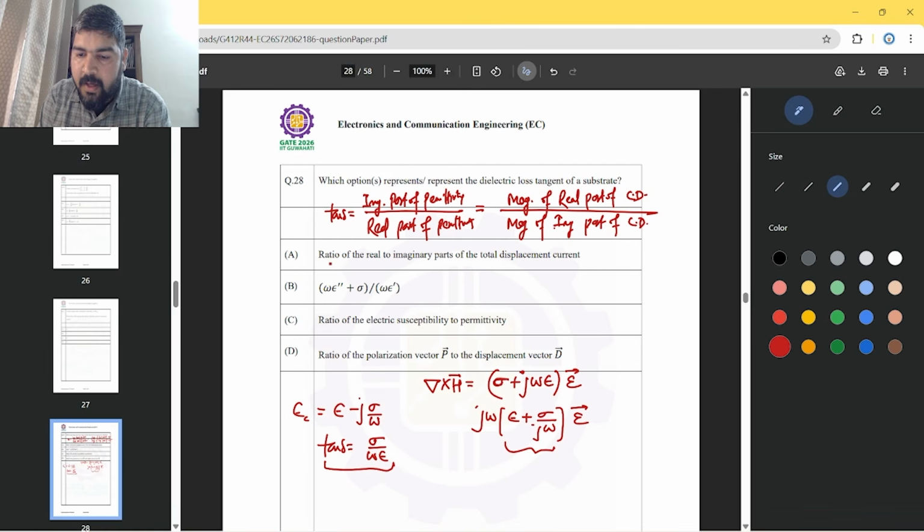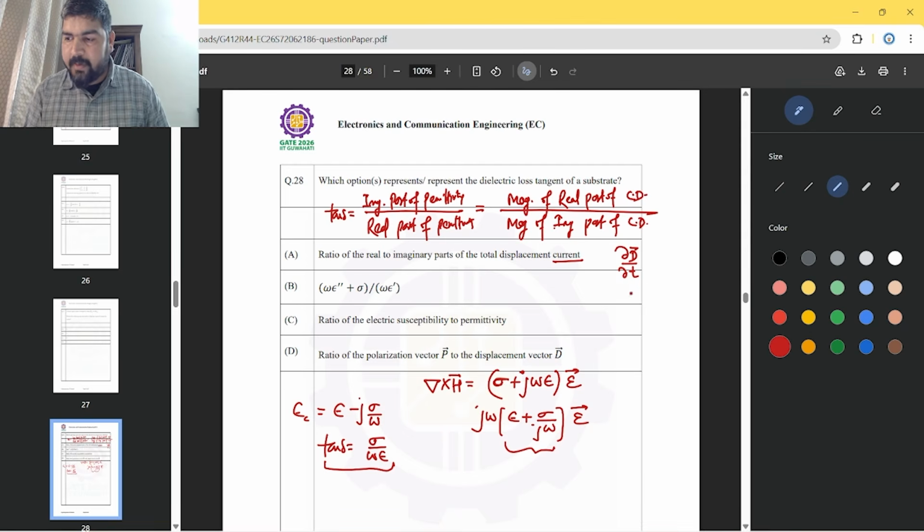The first option is the ratio of the real part to the imaginary part of total displacement current. Now what is this displacement current? The displacement current density is del D by del t. Whether you take displacement current or displacement current density, nothing will change, because we have to take the ratio of real to imaginary. If you multiply current density with the cross-section area you get the current, but the area will not matter in this problem, because in the ratio of the real and imaginary parts the area will cancel. So better you take the displacement current density only, and take the ratio of real to imaginary part.